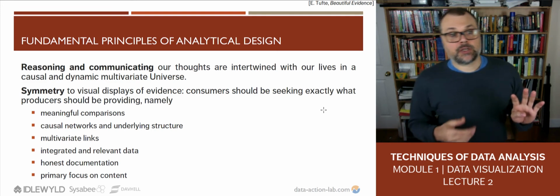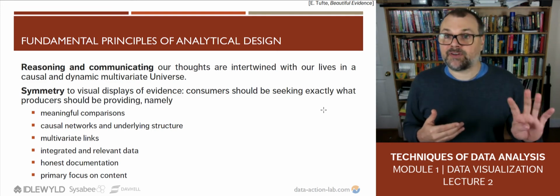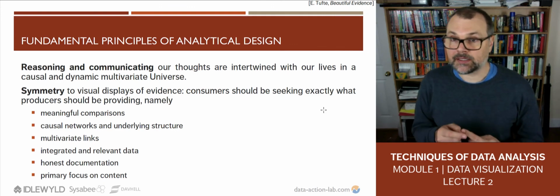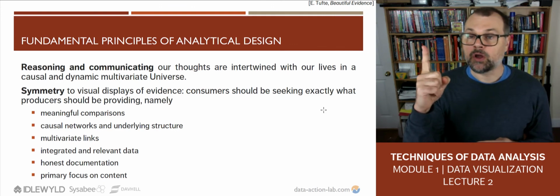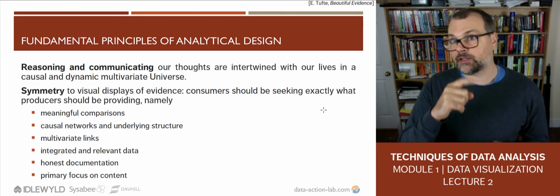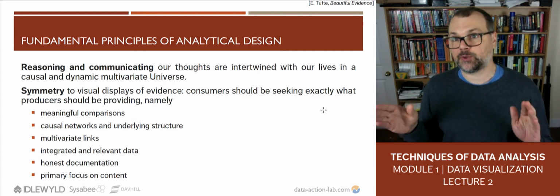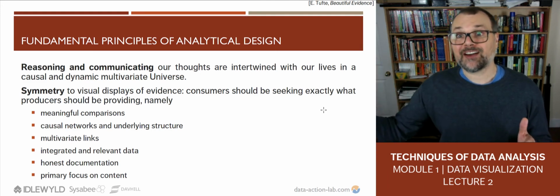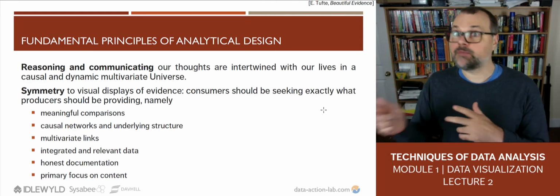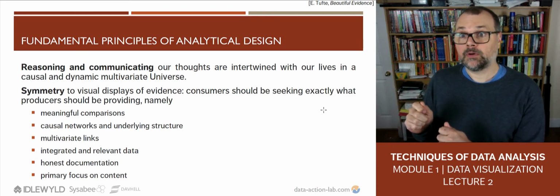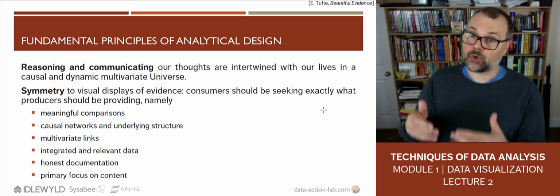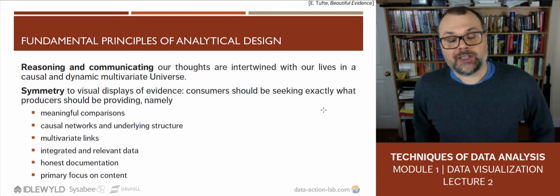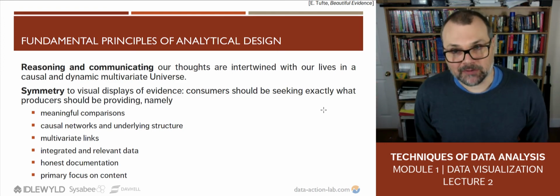Your good charts should be able to basically provide multivariate links. We are past the days where we could get by with univariate distributions or univariate descriptions or even bivariate descriptions. We have data sets that have 20, 50, 100,000 variables. They're going to be linked somehow. You need to try to show what the links are amongst multiple variables. Your data should be integrated and relevant.